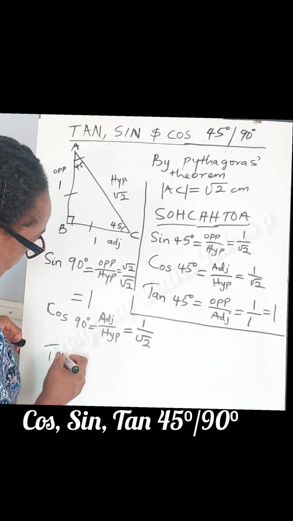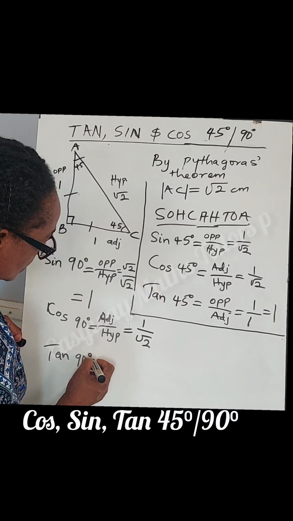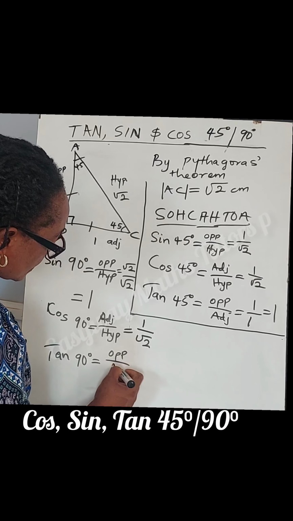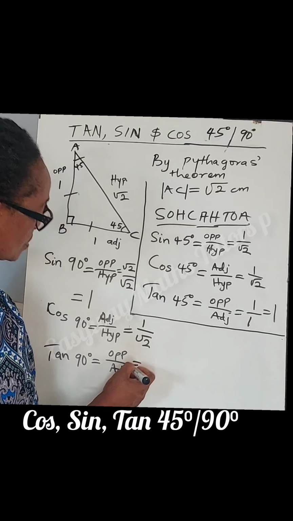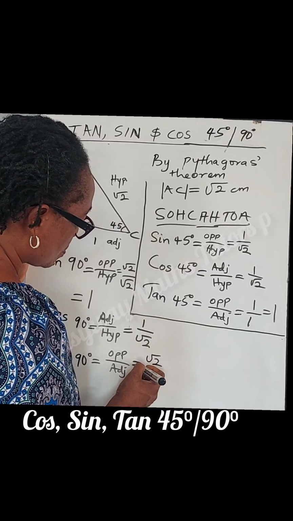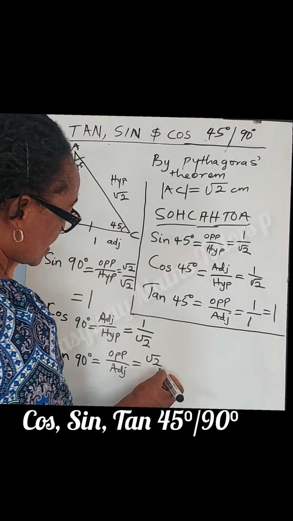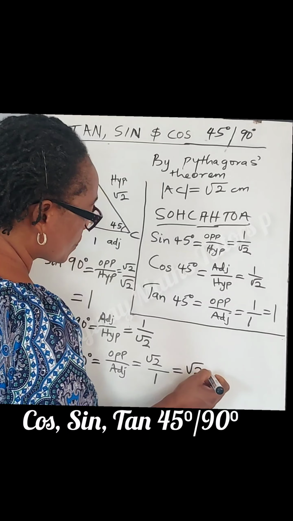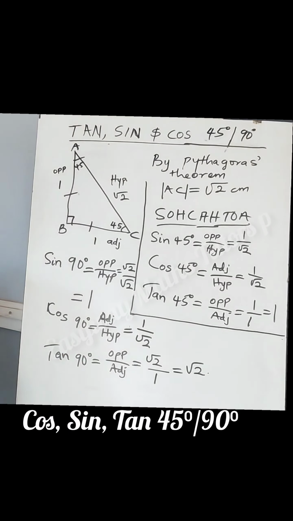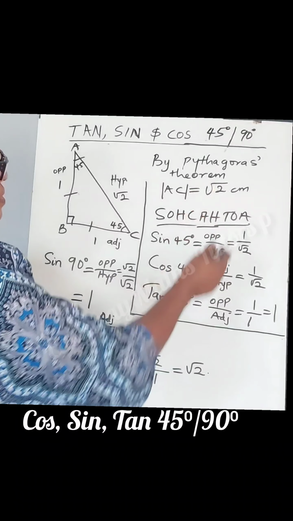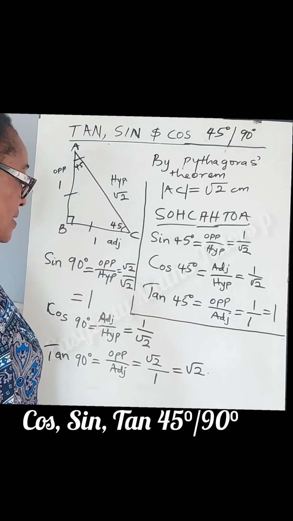Tan 90 degrees is equal to opposite over adjacent, which is equal to opposite, that's root 2, and adjacent is equal to 1, and this is root 2. These are the figures that you need offhand.